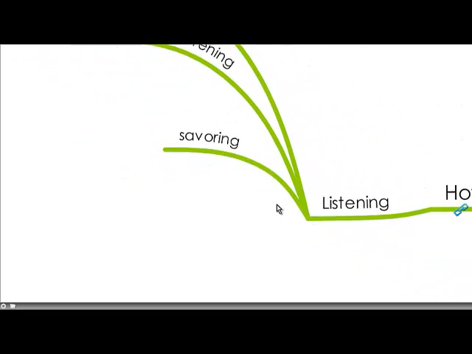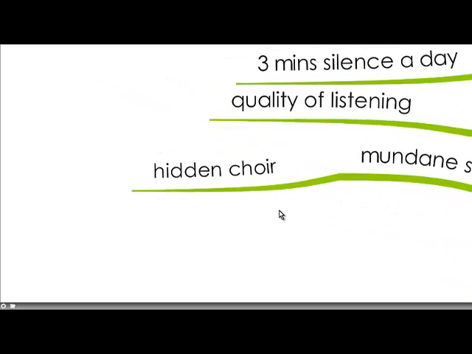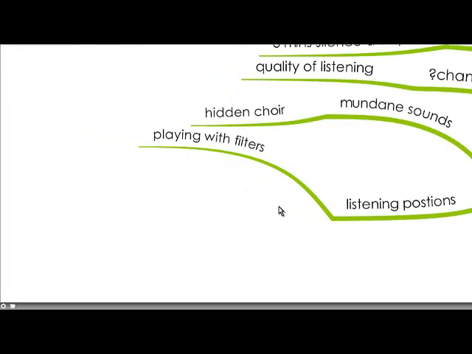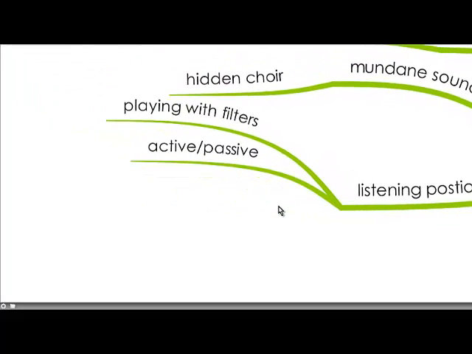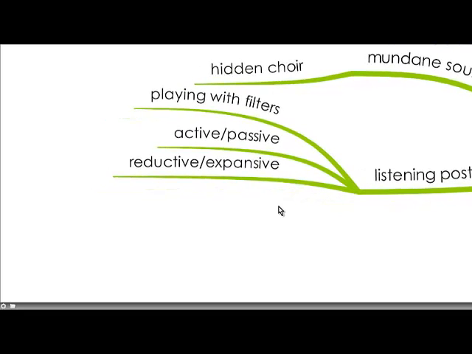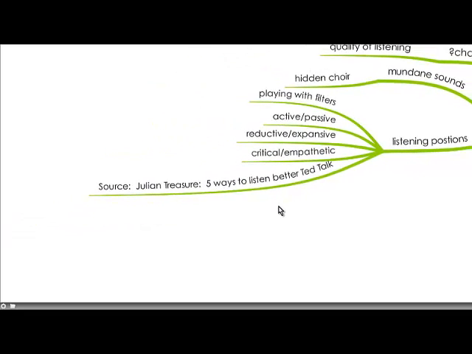Teach students to savour the mundane sounds like the hidden choir of crickets and insects, and to be conscious of our listening positions and playing with those filters that enables us to switch from active to passive listening, to reductive listening, to expansive listening, critical listening, to empathic. And that's from Julian Treasure on TED Talks, with 5 ways to listen better.